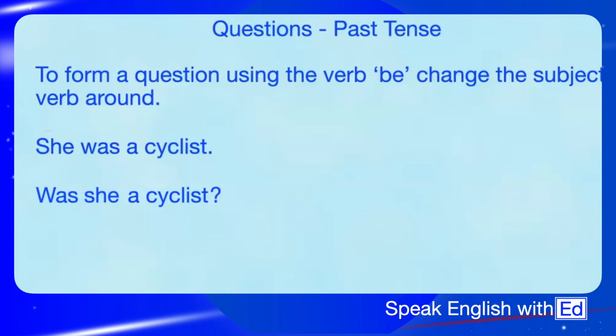We must add the question mark at the end. All we have to do is change the verb and the subject, change places. So the verb comes first when you're asking a question: was she a cyclist? And then you add the question mark. Don't forget the question mark. If you're writing, it is so important. It completes the question when you're writing.